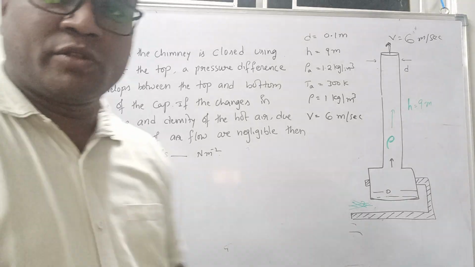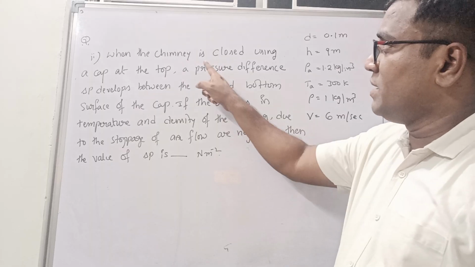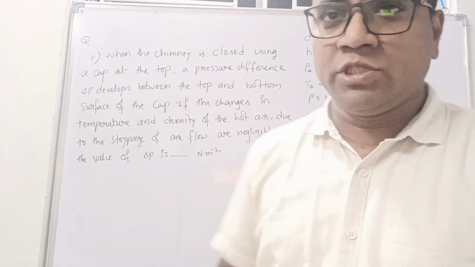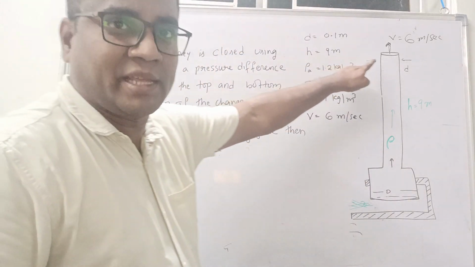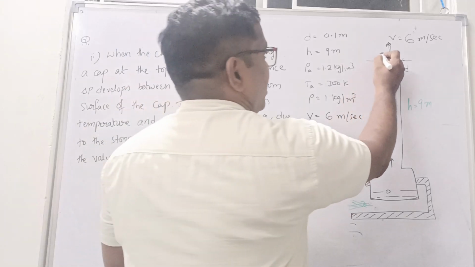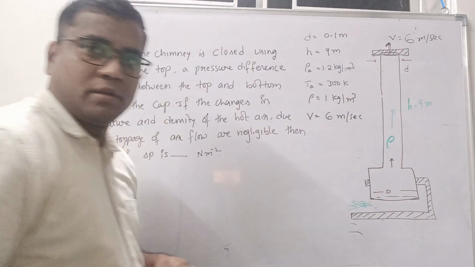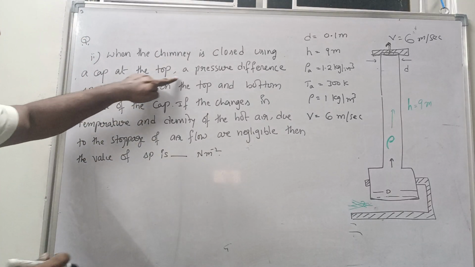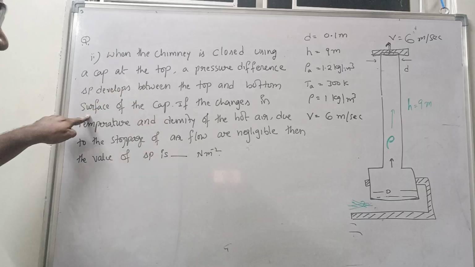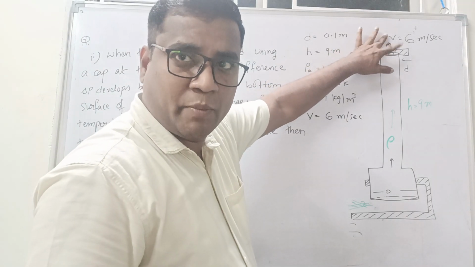See, based on the same concept, the second question: when the chimney is closed using a cap at the top, that means here the chimney is there, na? Now what did he do? He closed it. For example, here he put one cap and it is closed. And a pressure difference delta P develops between the top and bottom surface. Then automatically there will be some pressure difference between the top and the bottom surface.